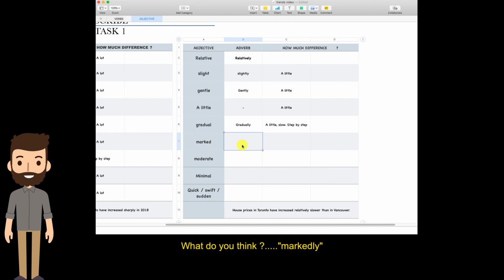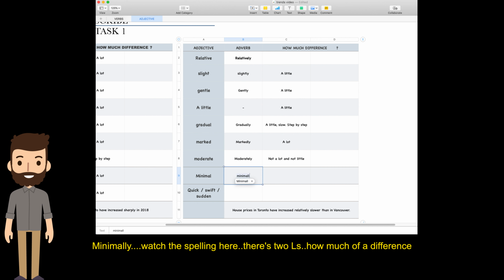Marked. What do you think? Whoa, markedly. How much of a difference? A lot. Moderate, moderately. Moderate is not a lot. So I'm going to write this way. Not a lot and not little. So somewhere in between. Minimal, minimally. And watch the spelling here. There's two L's. How much of a difference? A little.